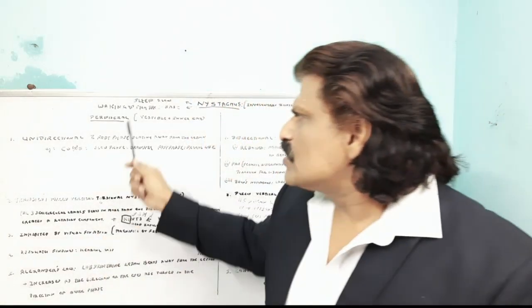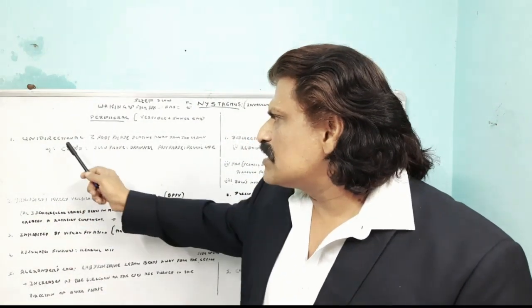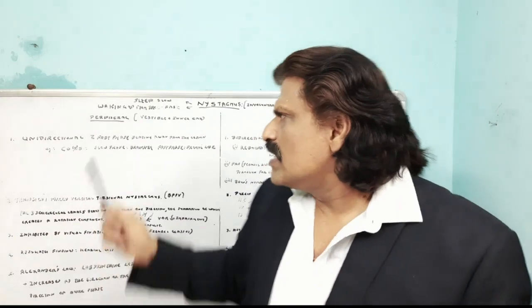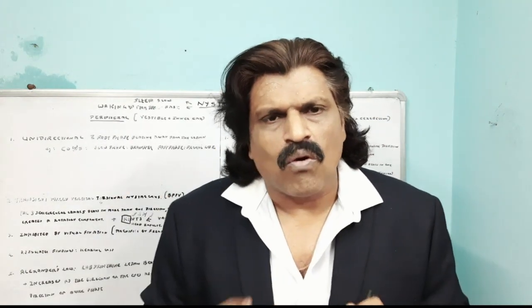So now let's see how we go methodically in finding out whether it's a peripheral cause of nystagmus or a central cause of nystagmus. In between, whenever there are some essential points, I'll talk about them. So the first thing is to look at the direction of the nystagmus. In peripheral nystagmus, it is unidirectional with a fast phase beating away from the lesion.